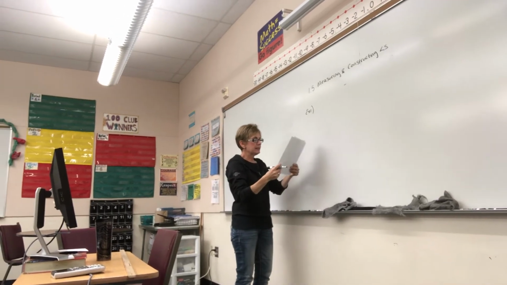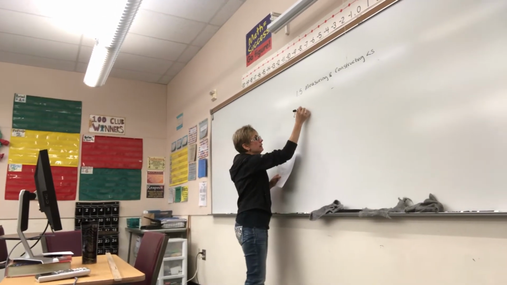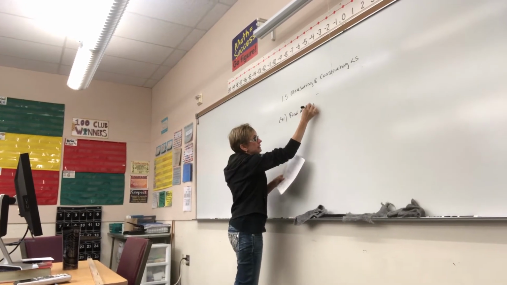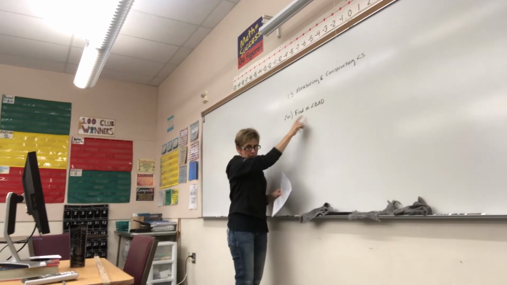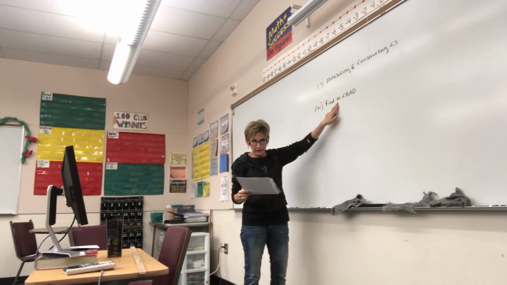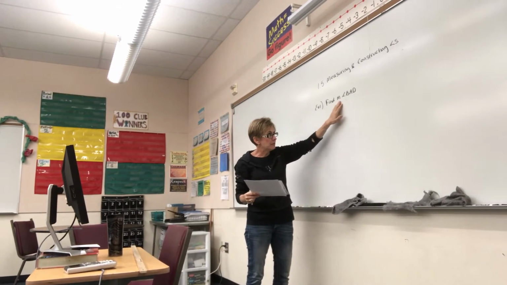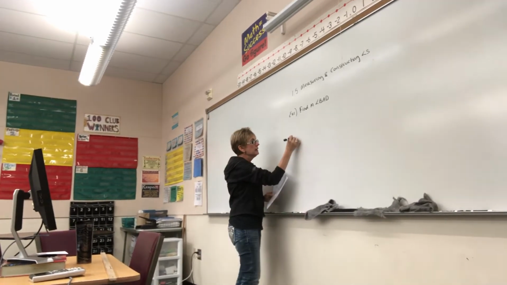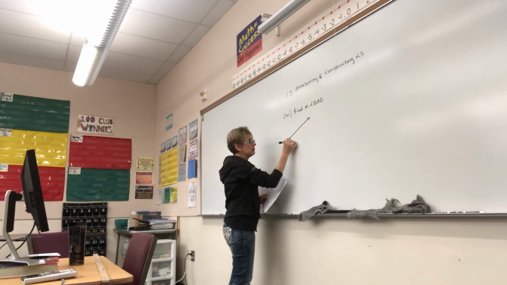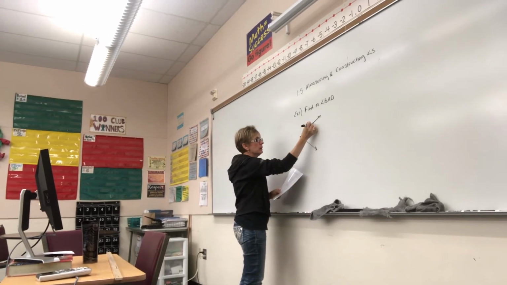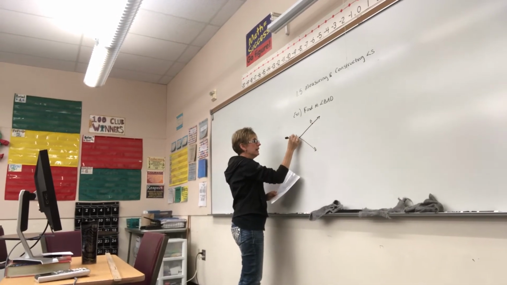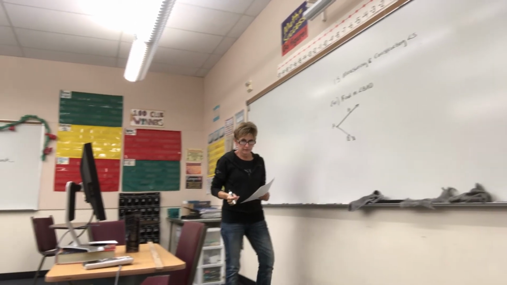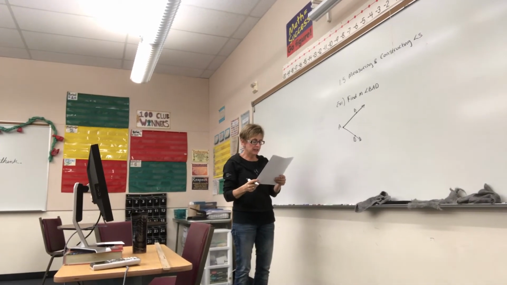Example 1 is going to say, find the measure of angle BAD. Now notice when I said measure, I was writing a little m. When you have a little m in front of the angle sign, that is a way of saying measure. Now I'm going to draw a picture of that angle. B, A, and D. Find the measure of angle BAD.